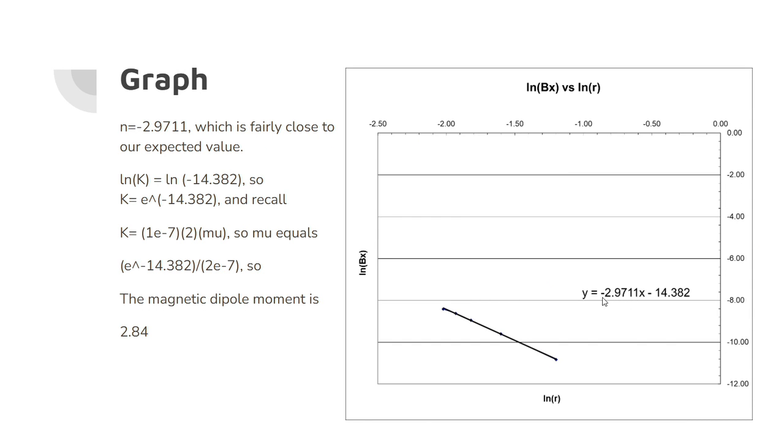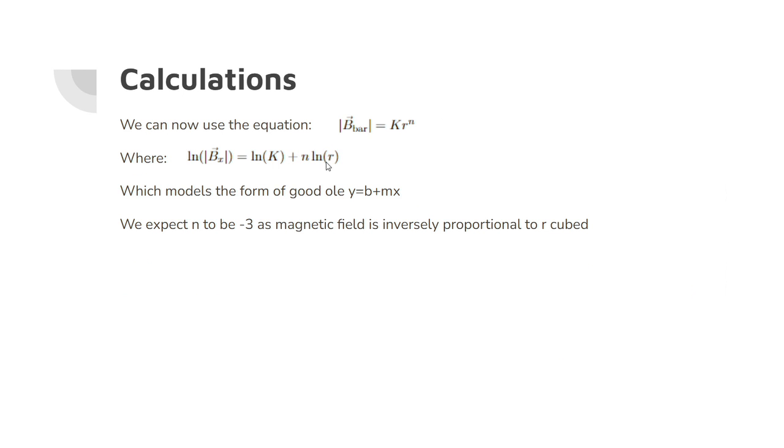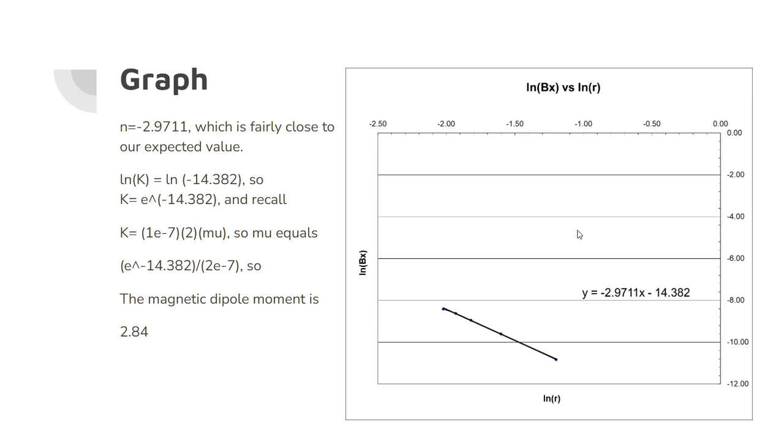For my data, I was able to find n to be equal to negative 2.97, which is pretty close to the negative 3 expected value. Again, that value is negative 3 because you have to remember r would be in the denominator. But then we have this extra part, this k value, this negative 14.382. This represents the ln of k right over here. So if we plug that in for the ln of k, we then recall, what did we establish k to be equal to?